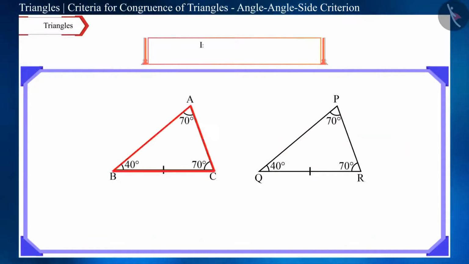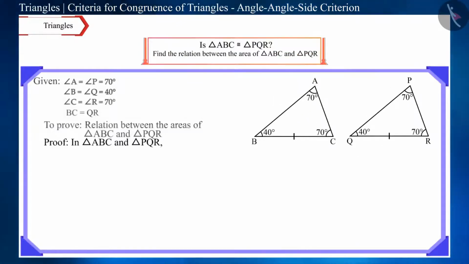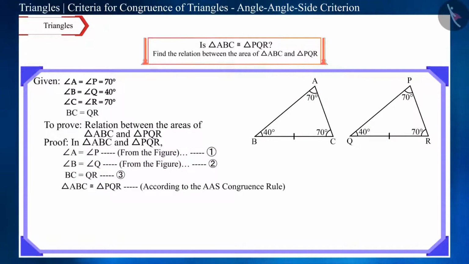State whether triangle ABC and triangle PQR are congruent triangles. If yes, then can we find any relation between their areas? According to the figure, two pairs of their angles and one pair of their corresponding sides are equal. Therefore, by looking at equations 1, 2 and 3, we can say that both these triangles are congruent according to the angle side criterion or AAS congruence rule.